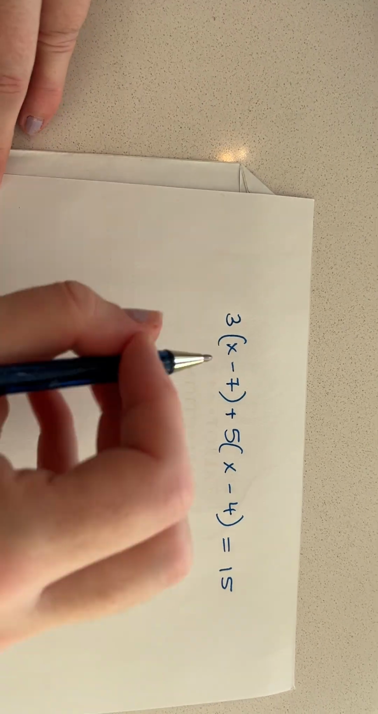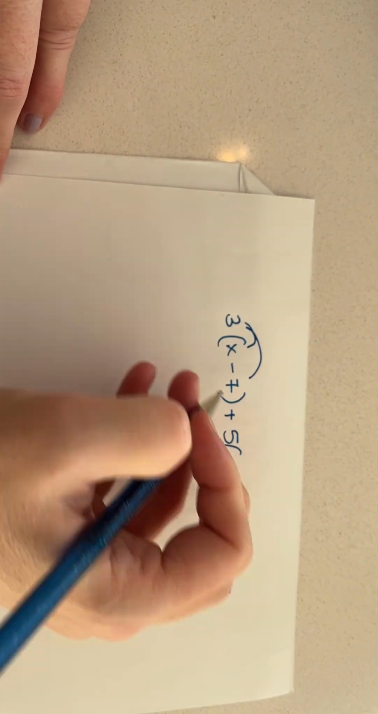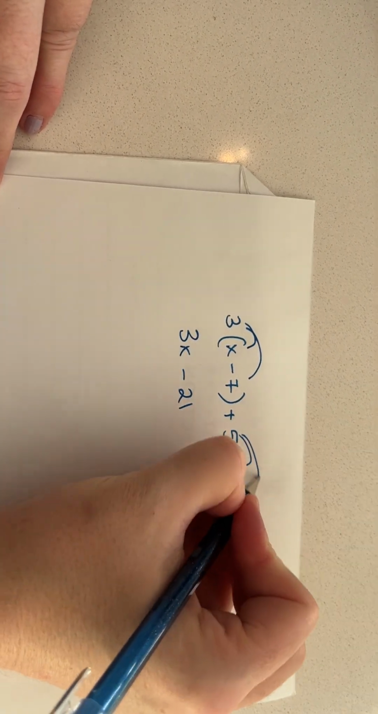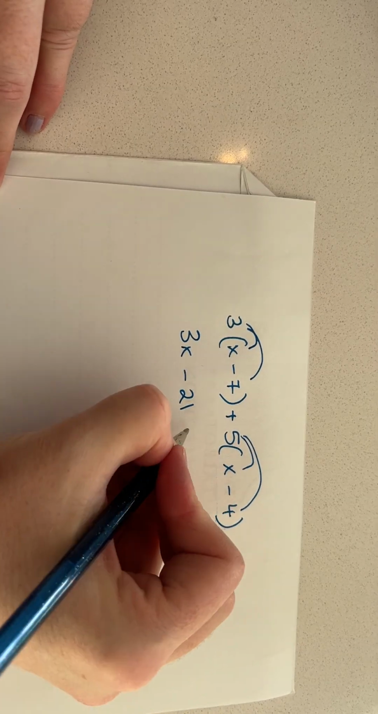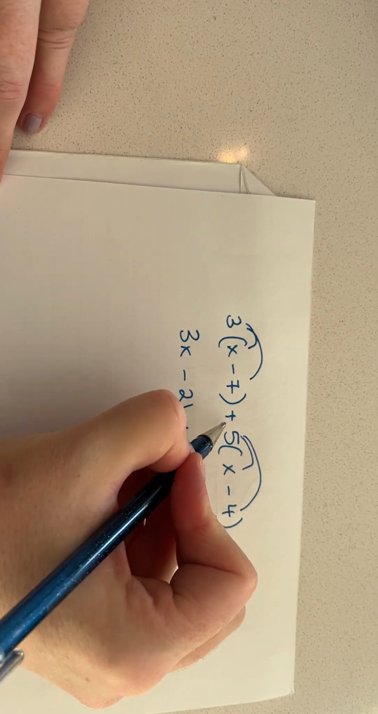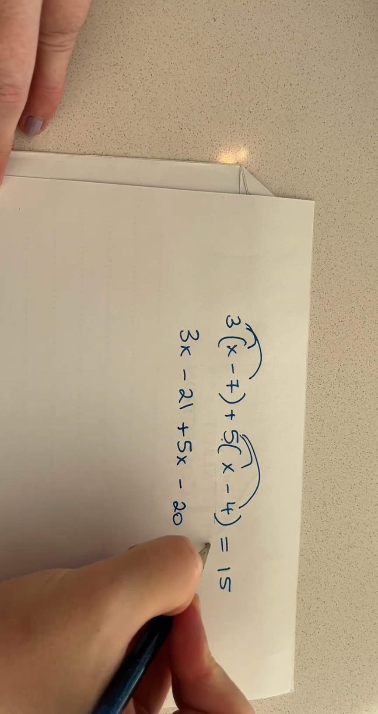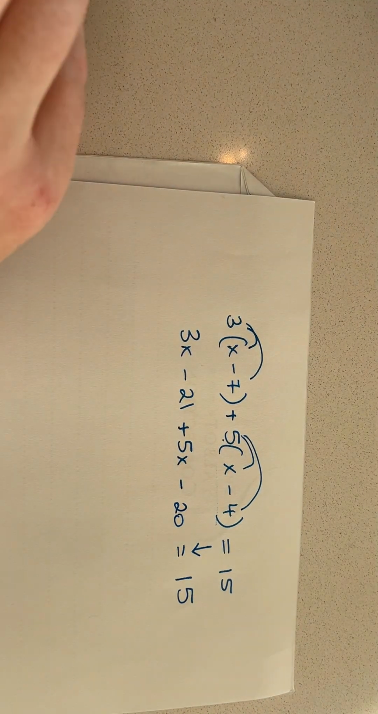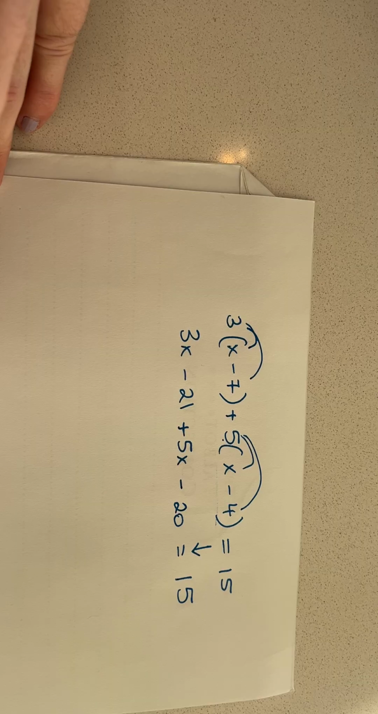Okay. The left has a lot to clean up this time. So I take my time. I've got 3x minus 21. The 5 wants to be multiplied by this. So it's a plus 5, so it's plus 5x. Plus by minus is a minus. 5 by 4 is 20. And again, the equals is staying where it is. And I have 15. You can clean up the left-hand side, or you can start moving things around already.